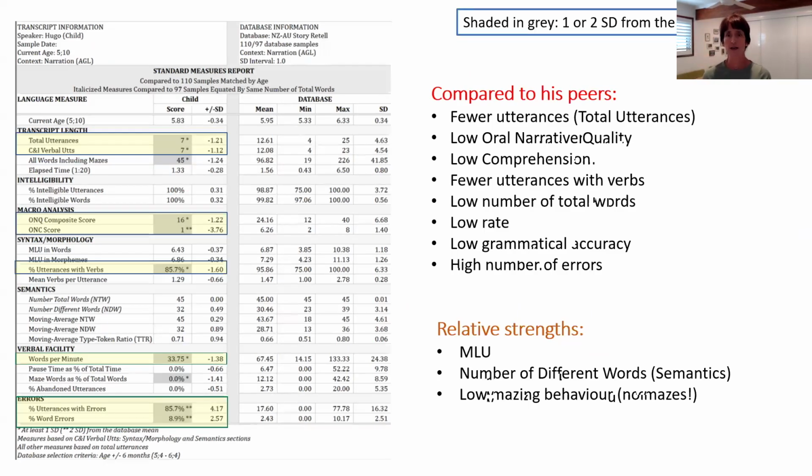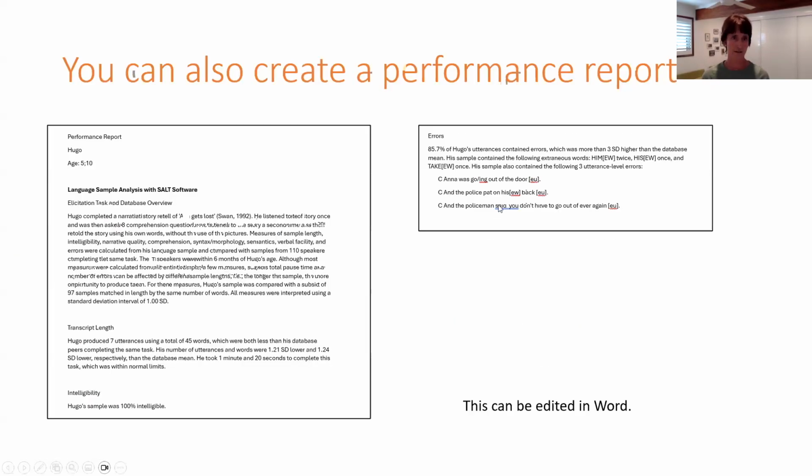measures. You can see that compared to his peers, fewer utterances, lower oral narrative quality, and the other measures that I've just pointed out to you, but relative strengths in mean length of utterance and number of different words. And at the top, we've compared that to 110 or 97 database samples, using exactly the same task. You can create a performance report.